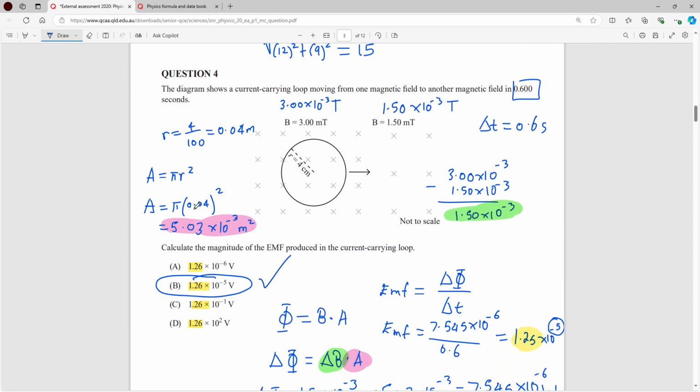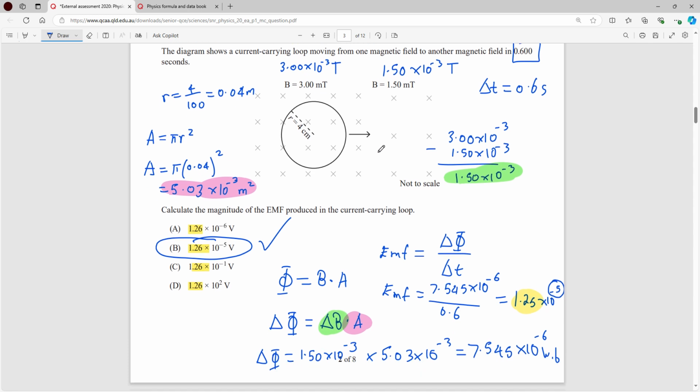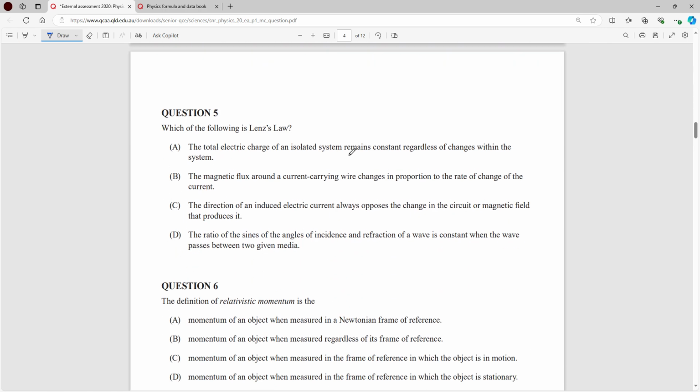This one here is a lot of working for 1 mark. So if you're getting really stuck on this one, move on and go to the next question, because it's not worth it if you're just doing all this work and get it wrong and just lose 1 mark, okay? Because it's time wasted, okay? Let's go to question 5.